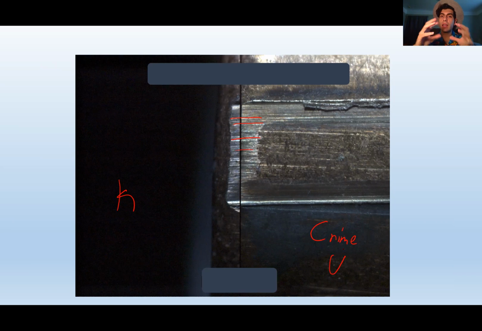And if they line up with each other, then we've made an identification. We can say that both of these bullets came from the same firearm. Now, if I know that my bullet on the left came from the firearm, I can say that this unknown bullet came from that firearm.